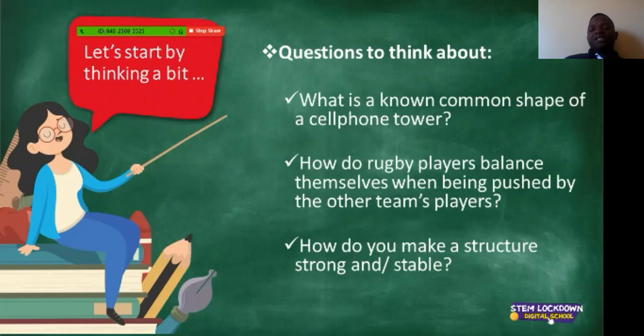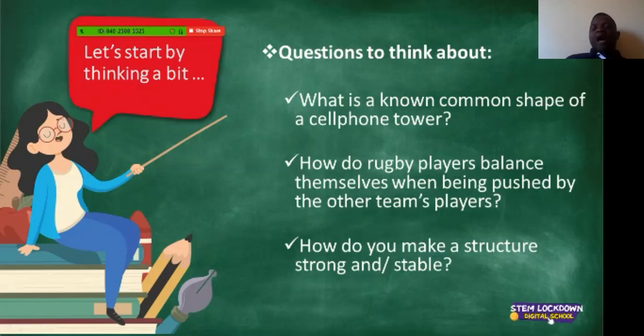The first question is, what is a known common shape of a cell phone tower? Ladies and gentlemen, I think already in our minds, we should be thinking about the triangular shape, because that is what we've been talking about throughout the lesson, that triangulation is one of the strongest shapes. So what is a common shape of a cell phone tower, number 1?